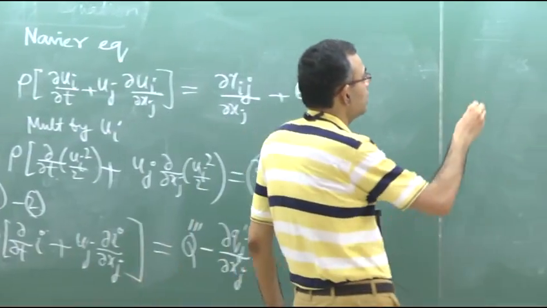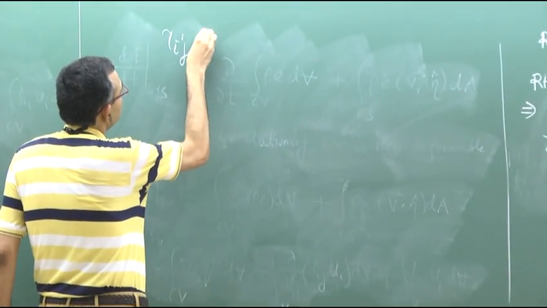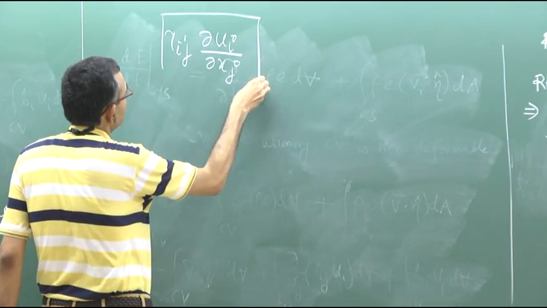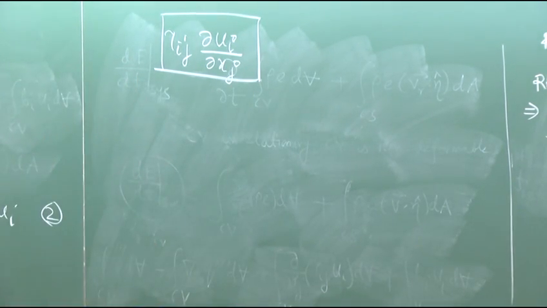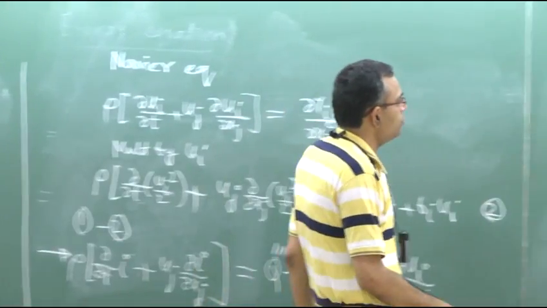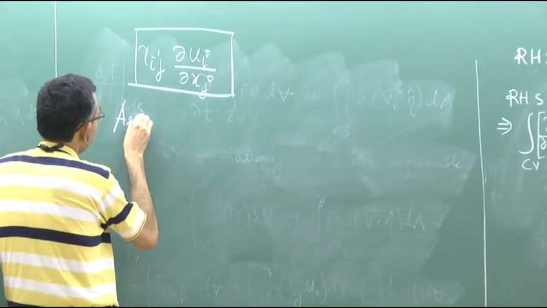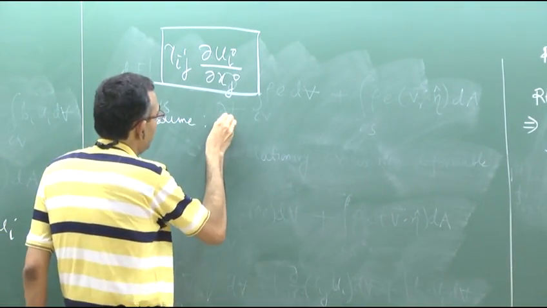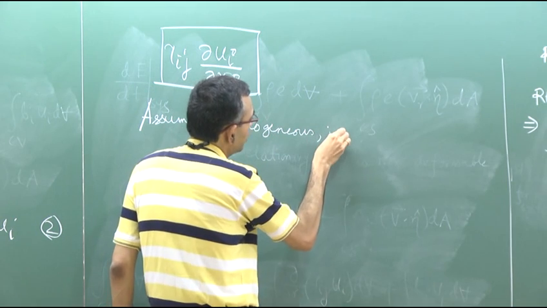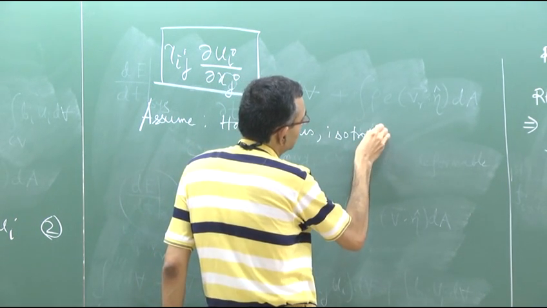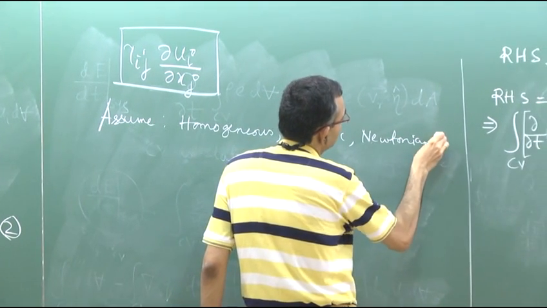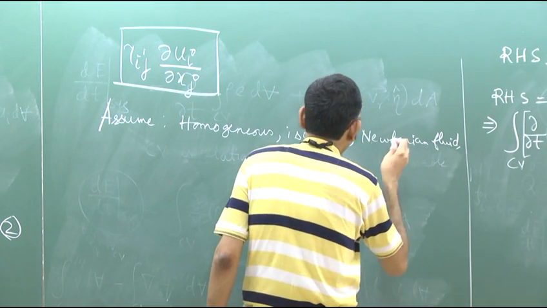So, let us see the term tau ij. We assume a homogeneous, isotropic, Newtonian fluid, and also a Stokesian fluid.